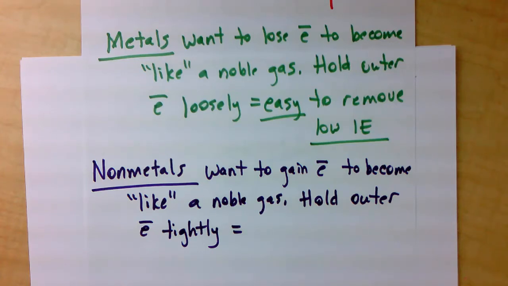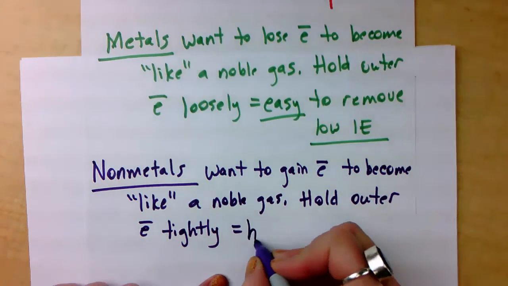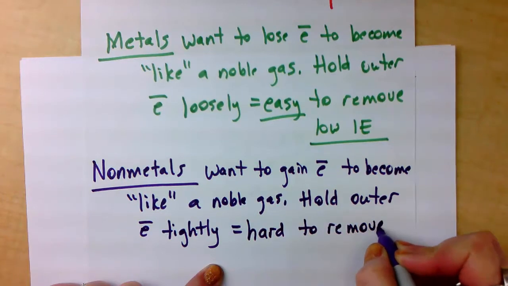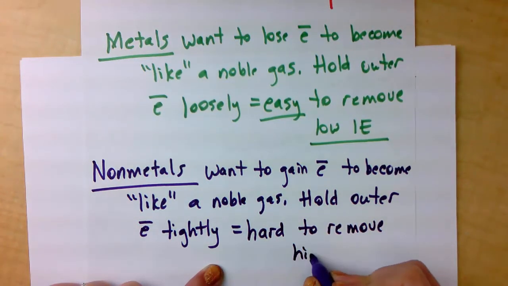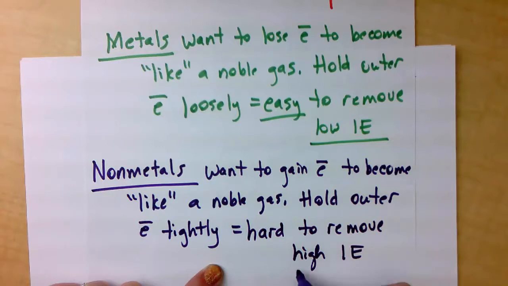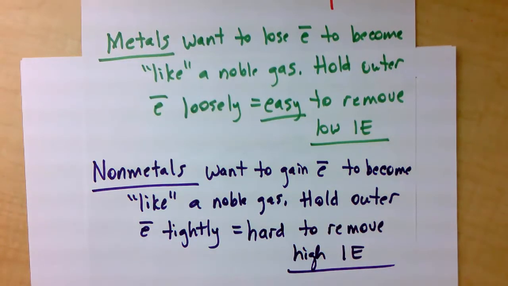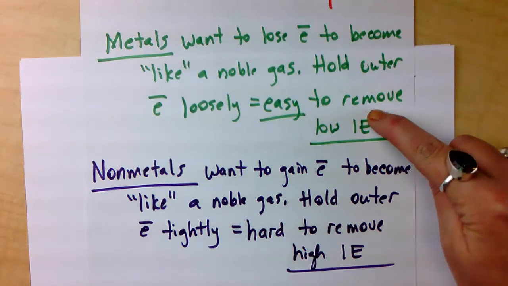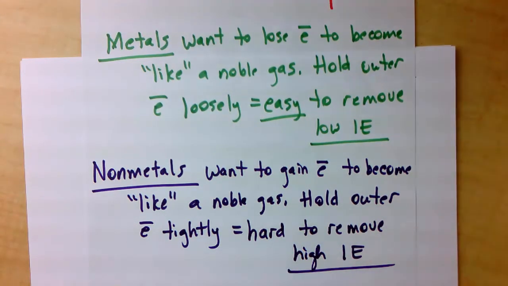So is that going to make it easy or hard to remove the electron that's held tight? You're correct. It is hard to remove. So does that take a lot of energy? Sure does. It's a very high ionization energy for those nonmetals. All right, so metals have low ionization energy. Nonmetals have high ionization energy.